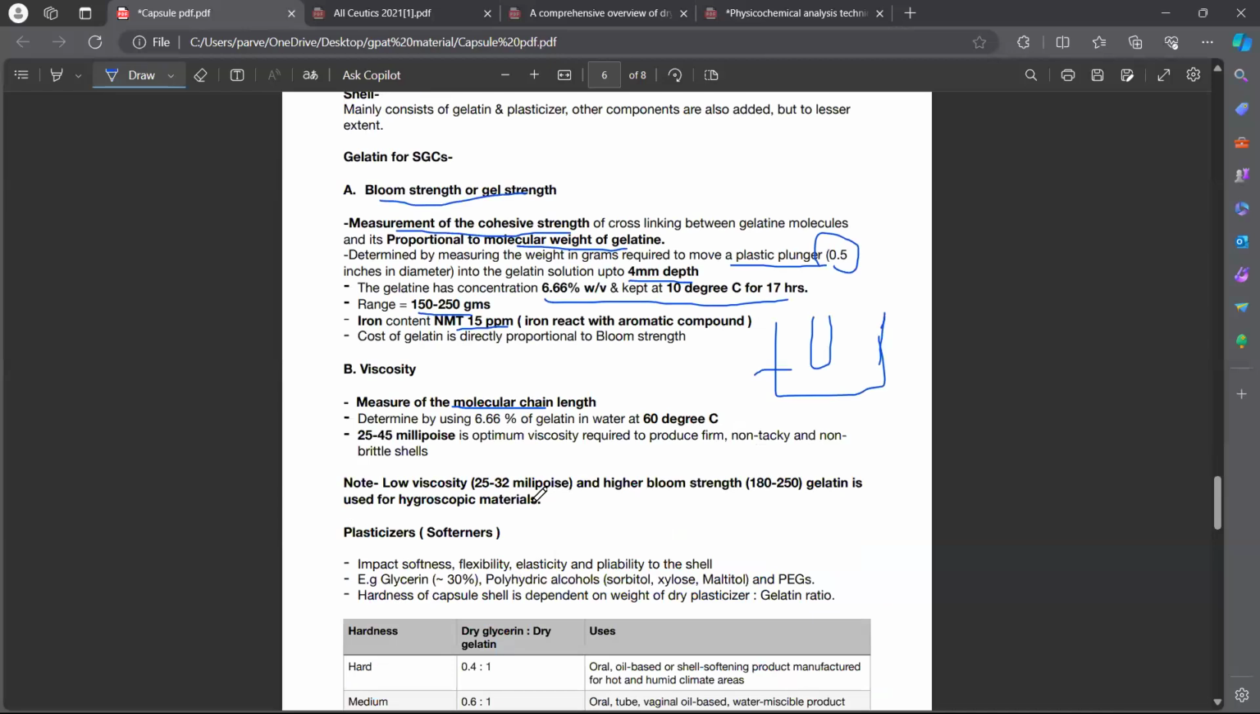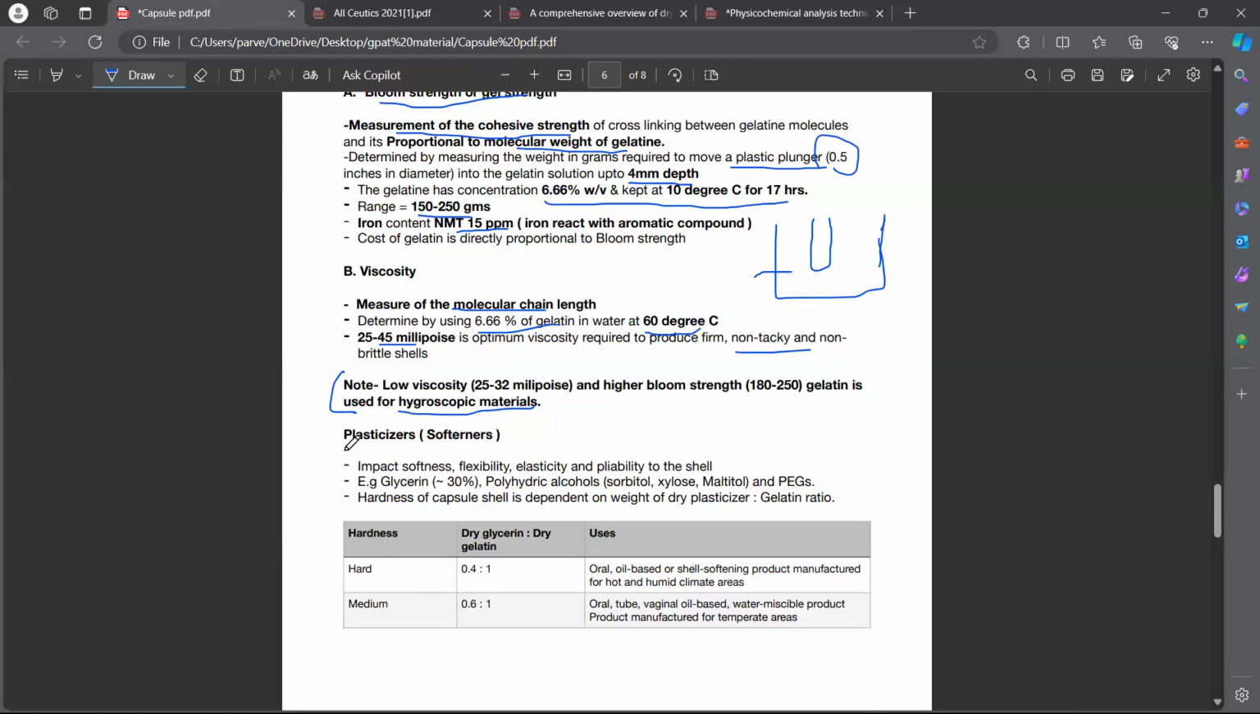As I mentioned, guys, what is the difference between hygroscopic and deliquescent? As I mentioned, the deliquescent material should not be filled into the capsule. So deliquescent materials are those which absorb moisture and become solutions, while hygroscopic material only absorbs the moisture, which only leads to an increase in the weight of the material. That's it. This is the main difference.